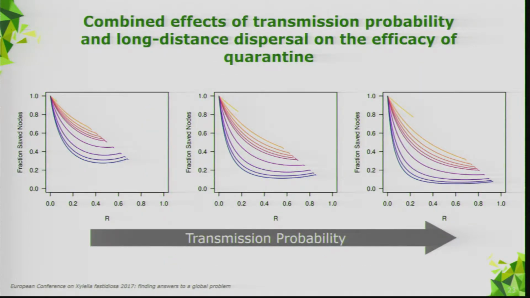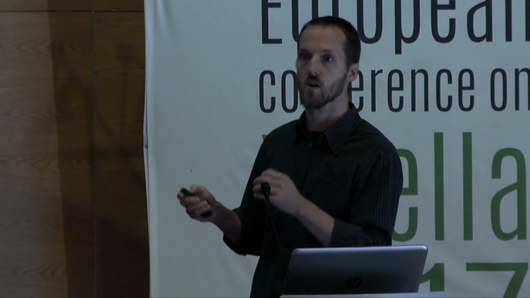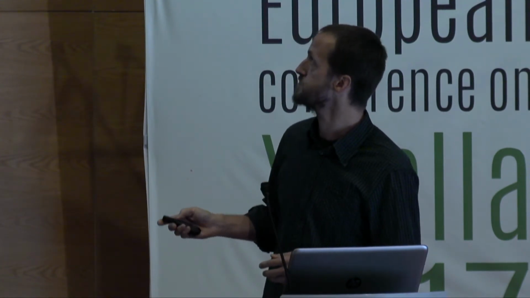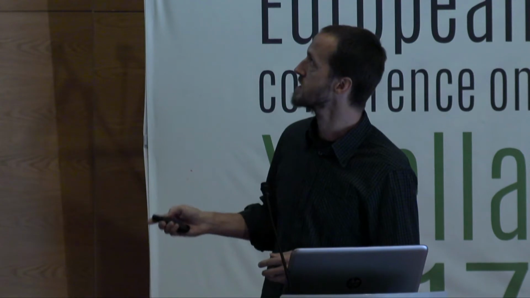If on top of that you increase the transmission probability, which we don't know very well at this stage, that effect gets exacerbated. So in scenarios of medium to high transmission probability, it takes just a little long-distance dispersal of Xylella for the efficacy of quarantine, the fraction of nodes you can save by quarantining, to drop precipitously. I'm going to skip this one because it's again the same thing.